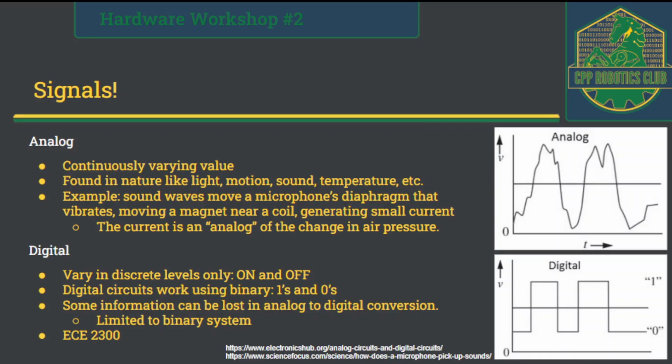But in digital logic, such as the ones found in computers, your smartphones, our soccer bot, these signals vary in only discrete levels, on and off. And digital circuits work using binary ones and zeros. On the graph, you can see how there's only two states, high and low. And there's a 1 and a 0, and anything in between we don't consider.